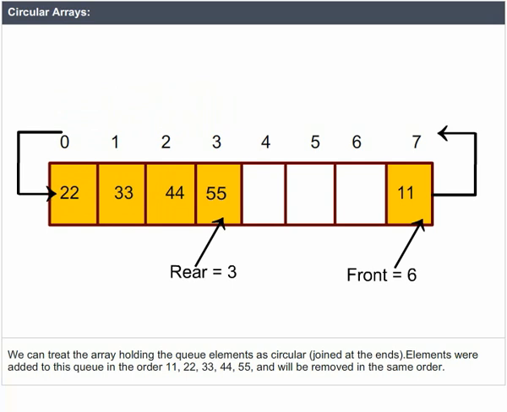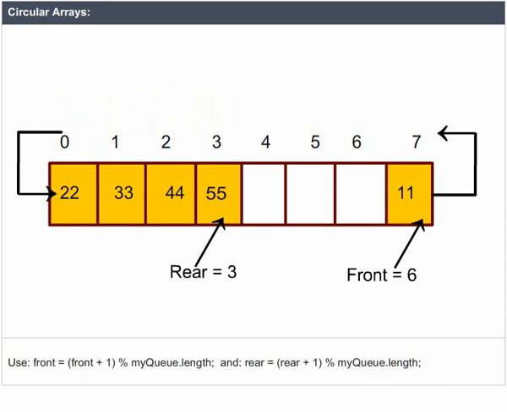Elements were added to this queue in the order 11, 22, 33, 44, 55 and will be removed in the same order. Use front = (front + 1) % myQueueLength and rear = (rear + 1) % myQueueLength. Empty queue and full queue.